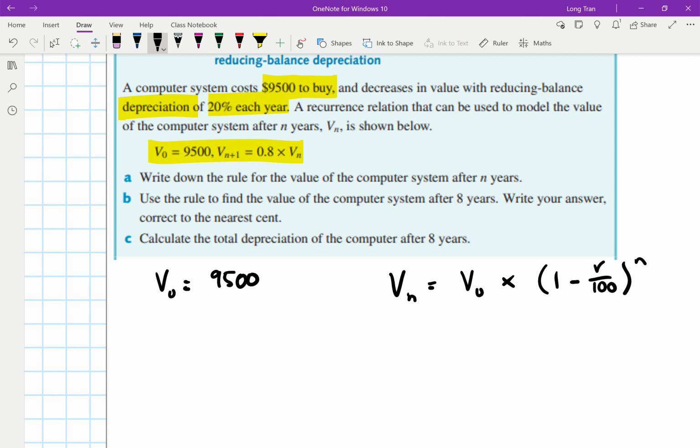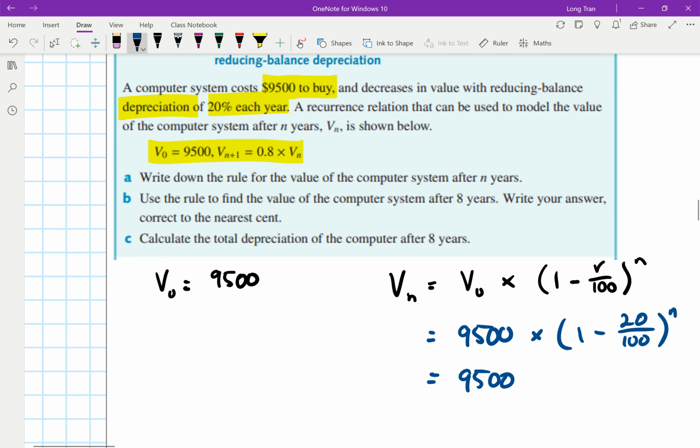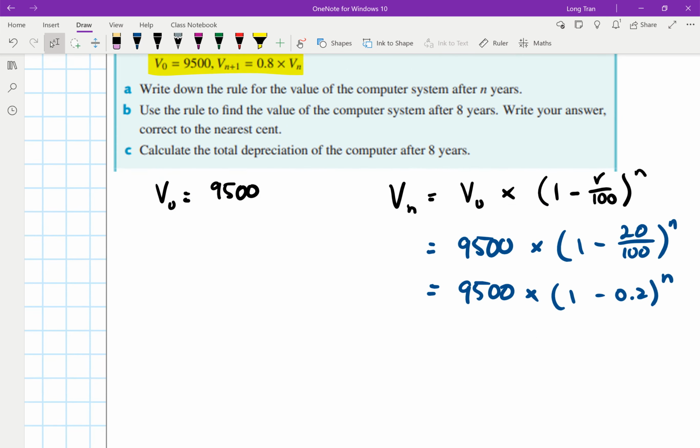Let's see how they got 0.8 times Vn, because they really got it just from this idea here. So I'm going to apply it. I'm going to say, all right, well, V naught I start off with $9,500. I'm multiplying that to 1 minus 20%, which is 20 over 100, to the power of n. On your calculator, you can actually find out what 20 divided by 100 is, which I know is 0.2. And that's why they had 1 minus 0.2. That's where your 0.8 came from. Okay, and this tells you Vn.